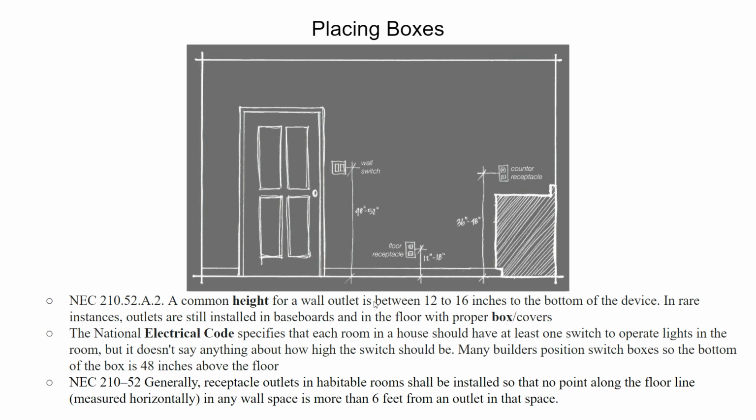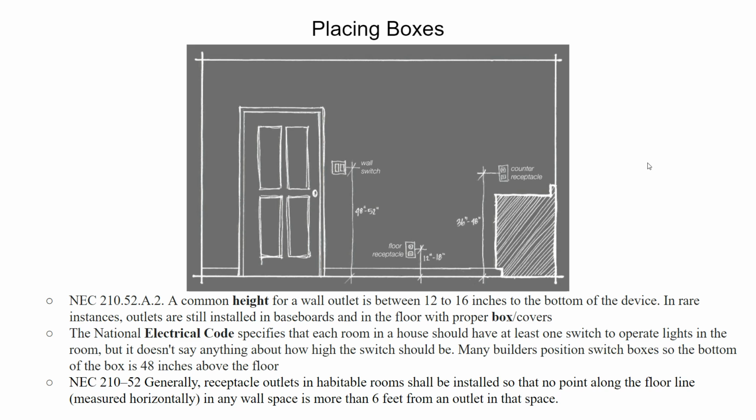A common height for a wall outlet is 12 to 16 inches to the bottom of the device. That's the ones on the floor. See, 12 to 18 to center. Countertop, 36 to 48 inches. It's going to change depending on the height of your counter and what looks good and how things are set up. Then wall, 48 to 52 inches to the center of the box. Okay? The other thing is, I thought that was right here. Oh, here it is. Yes.